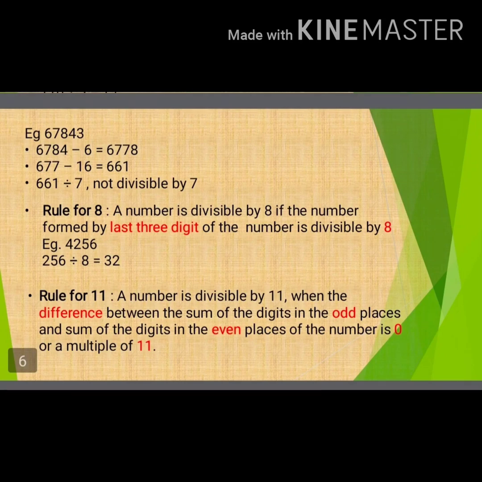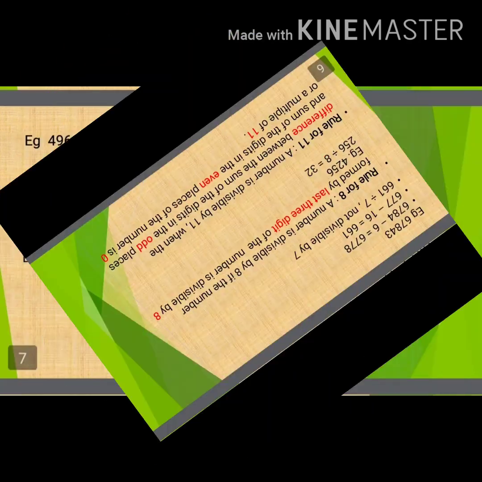Divisibility rule for 11. A number is divisible by 11 when the difference between the sum of the digits in the odd places and the sum of the digits in the even places of the number is 0 or a multiple of 11.